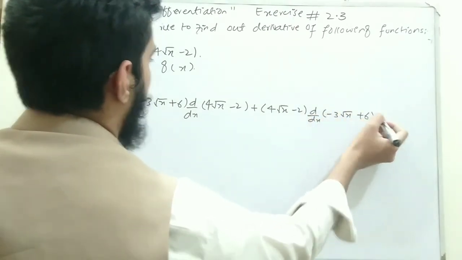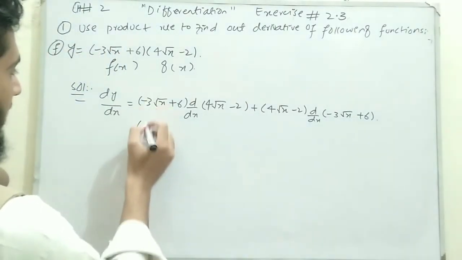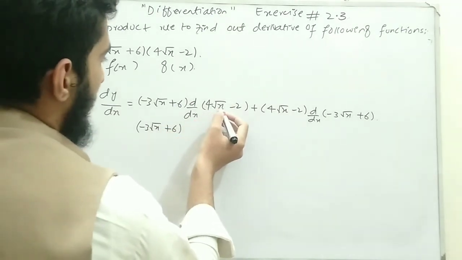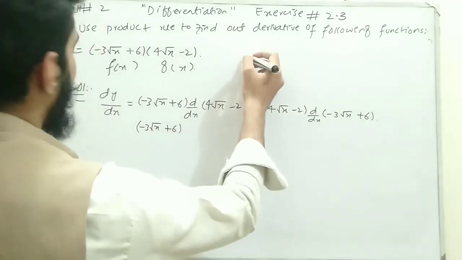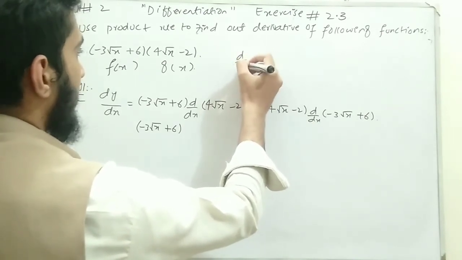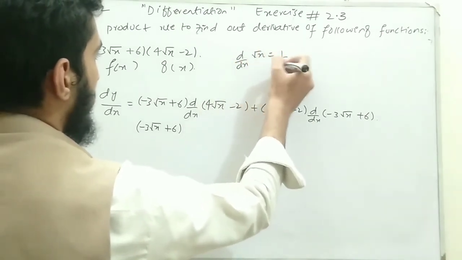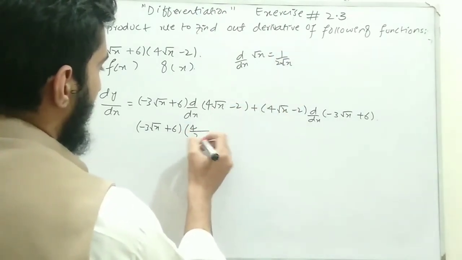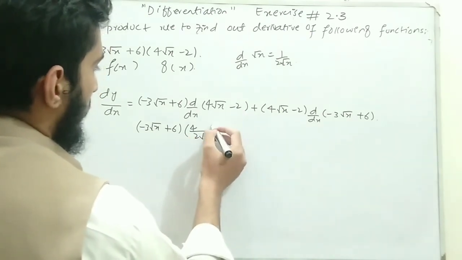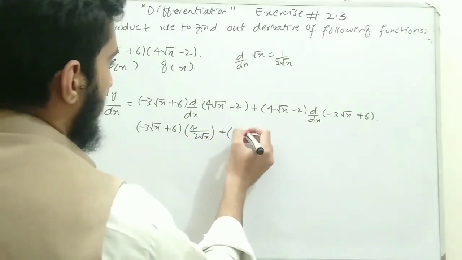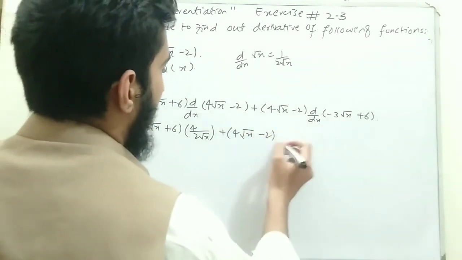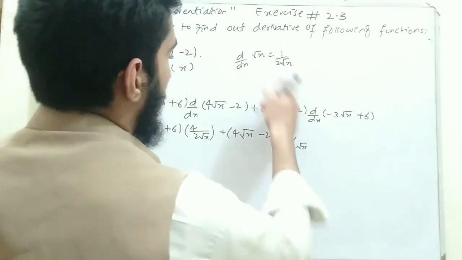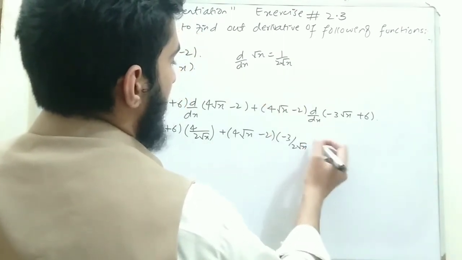which is minus 3 root x and plus 6. Now after this, minus 3 root x and plus 6 multiply, you know that the derivative of root x is 1 over 2 root x. We learned in the previous part number E, that d by dx of root x is equal to 1 over 2 root x. So put 1 over 2 root x, it becomes 4 divided by 2 root x and derivative of negative 2 is 0, and plus 4 root x minus 2, derivative of minus 3 multiply root x is minus 3 times 1 over 2 root x. So put 1 over 2 root x over here and derivative of 6 is 0.